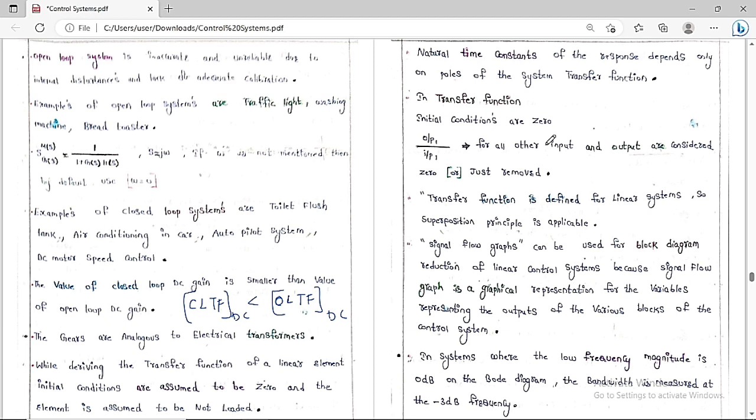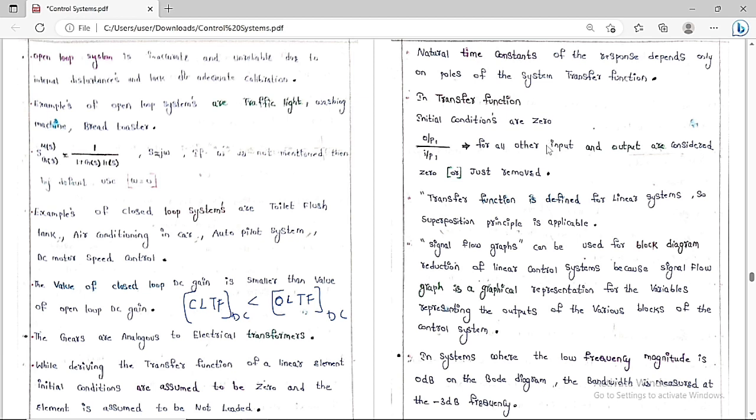Suppose let me take a linear system. It is having multiple inputs and only a single output. Then I want to find the overall transfer function of the system. The overall transfer function is nothing but the transfer function of output with respect to input 1 plus the transfer function of output with respect to input 2, and it goes on up to n number of inputs. So this is what I am trying to tell you.